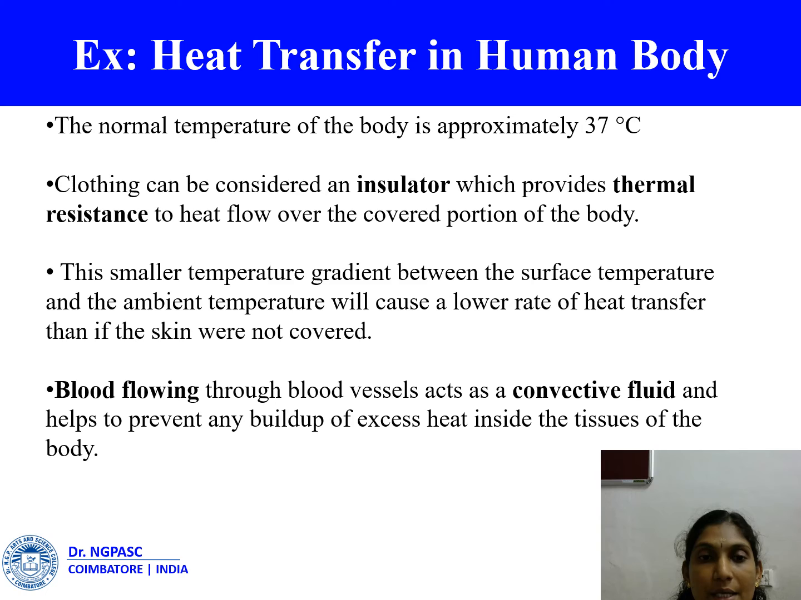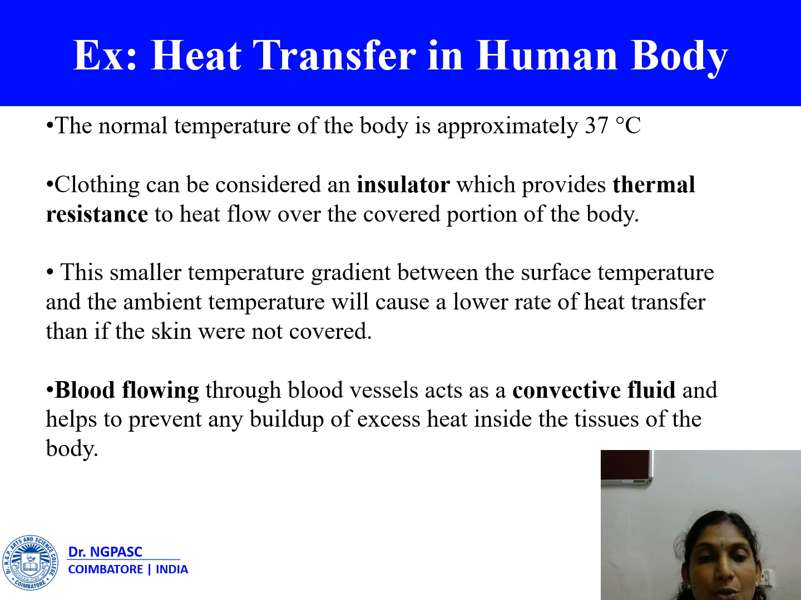Clothing can be considered an insulator which provides thermal resistance to the heat flow over the covered portion of the body. This thermal resistance causes the temperature on the surface of the clothing to be less than the temperature on the surface of the skin. This smaller temperature gradient between the surface temperature and the ambient temperature will cause a lower rate of heat transfer than if the skin were not covered.